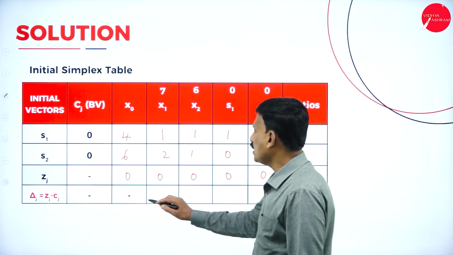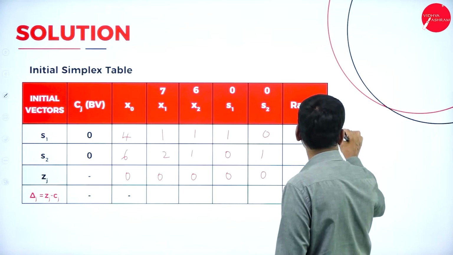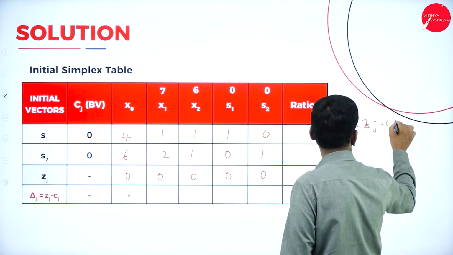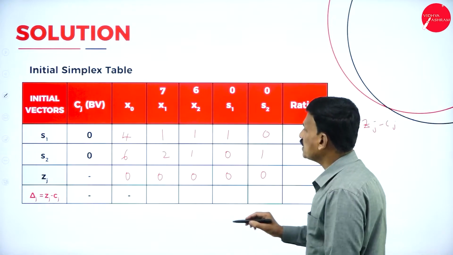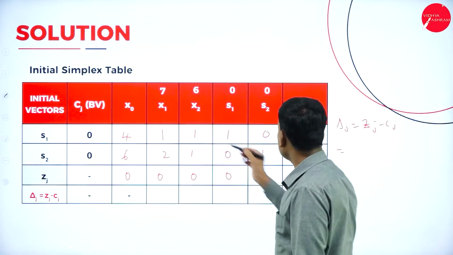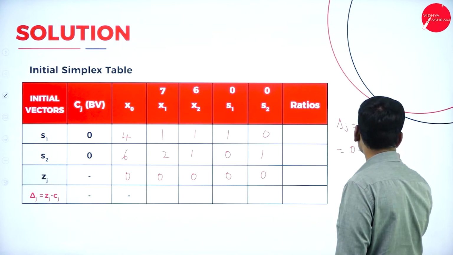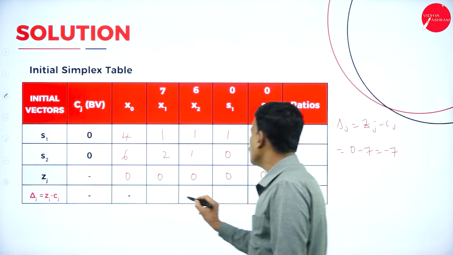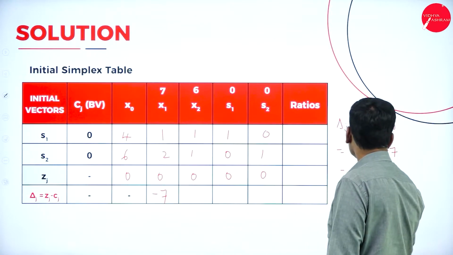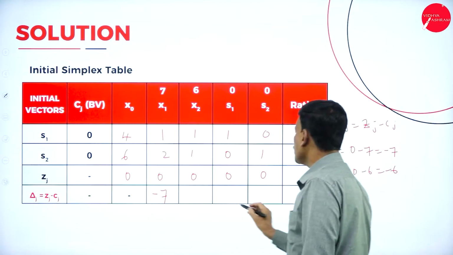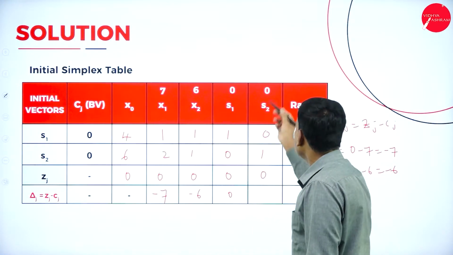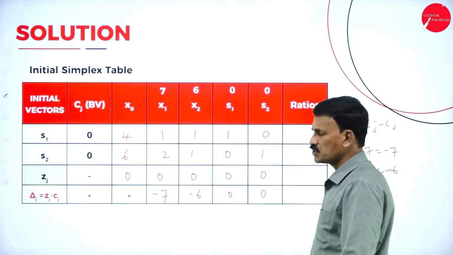Now find out the value of delta j. What is delta j here? Delta j is equal to zj minus cj. Now zj minus cj: 0 minus 7 is equal to minus 7. Again 0 minus 6 is minus 6. 0 minus 0 is 0. Again 0 minus 0 is equal to 0.